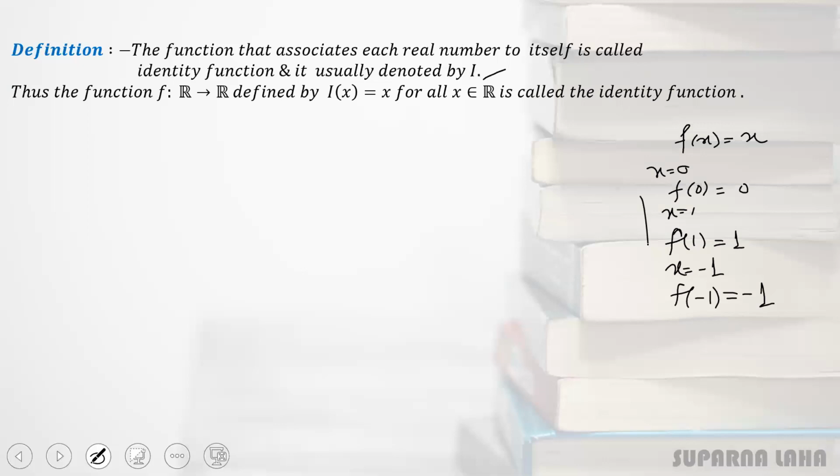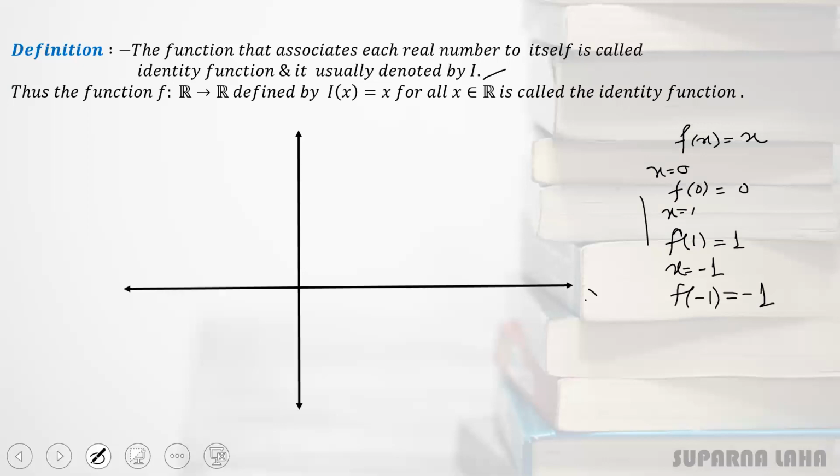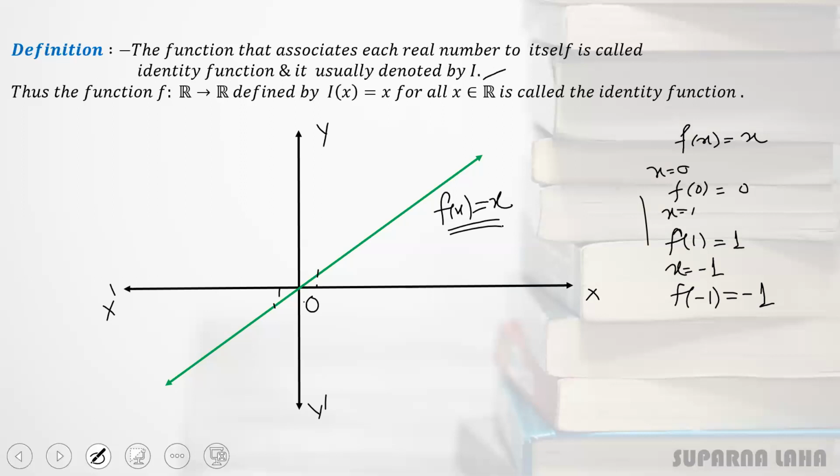Now if we draw the graph, it will look like that. This is the x-axis, x dash, y-axis, y dash, and this is the origin. And if we draw the graph, it will look like that. For 1, the value is 1. For minus 1, the value is minus 1, and so on. This is the graph of f of x equal to x, and generally we denote this identity function by I, from the first letter of identity. So I of x is equal to x is called the identity function.